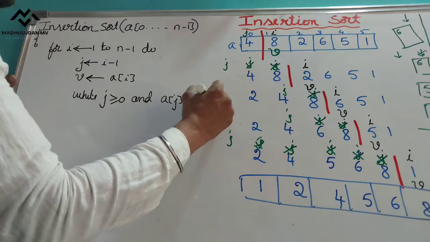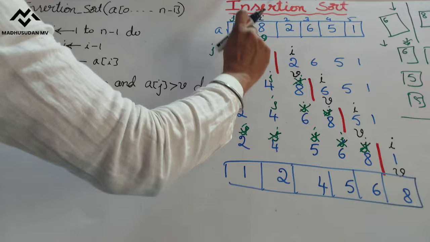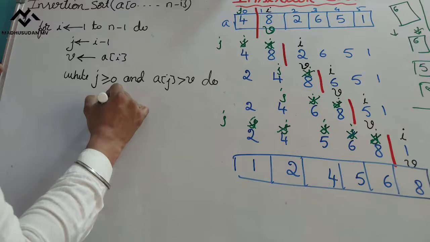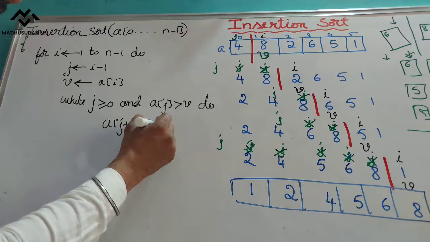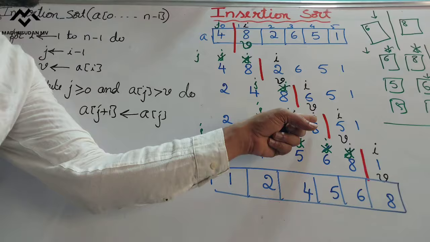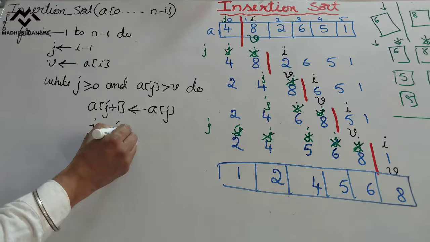what we need to do, suppose if A of J is greater than the V, what? In front of that position, that means in J plus 1 position, we are keeping A of J only. So A of J plus 1 in its front. Jth element in its front means J plus 1th position. I am keeping A of J. After keeping the Jth element here, I am decrementing J. So I am decrementing the J value, J minus 1. Okay, so that's it. This is the end while.